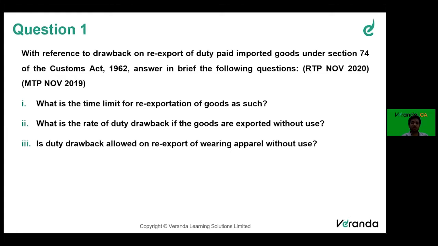The next section talks about that you import certain materials. For example, I want to manufacture a laptop. A laptop might have 40 components. So I might import the majority of the components, manufacture a laptop and then export it back. So that is also kind of a re-export. There also I get a drawback. But there, since we cannot identify what price I bought the keypad, these switches, this screen, this software, it is very difficult, right? So we cannot give drawback of the duty paid on import.